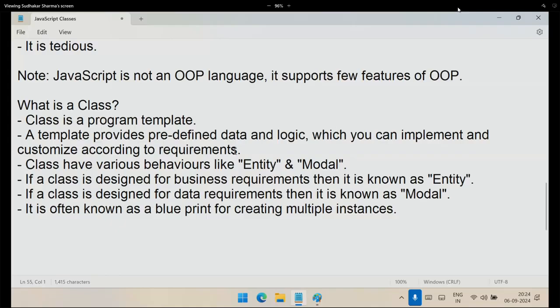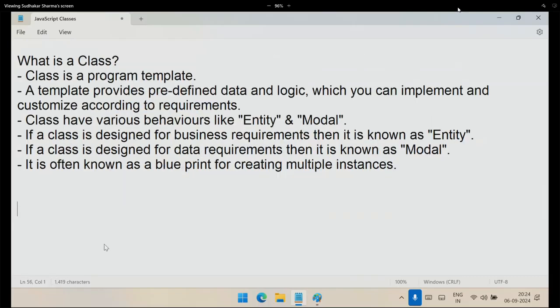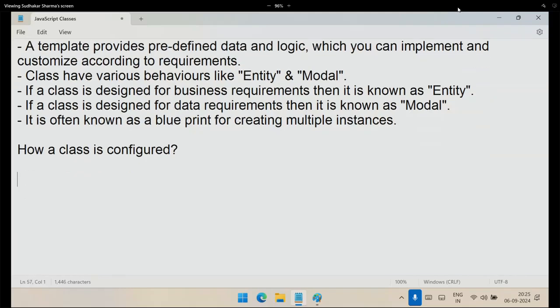Technically, the class is a program template. It has the behavior of an entity and a model. When it is mapping to data requirements, we call it a model. When it is mapping to business requirements, we call it an entity. That is the concept of class. Next, how a class is configured. In JavaScript, two techniques are there. You can configure a class using two techniques.